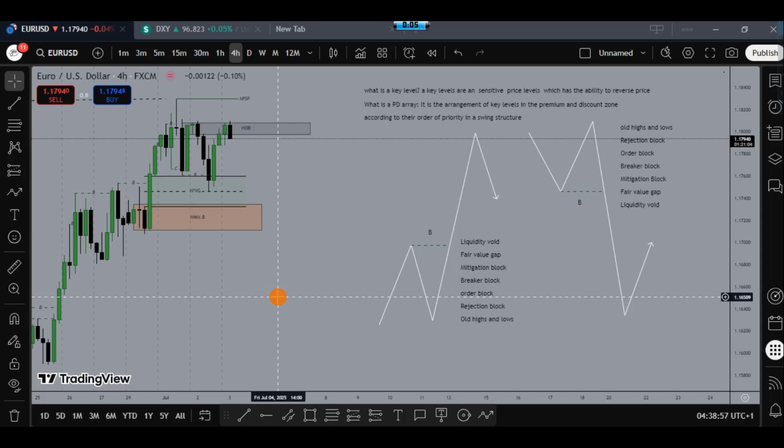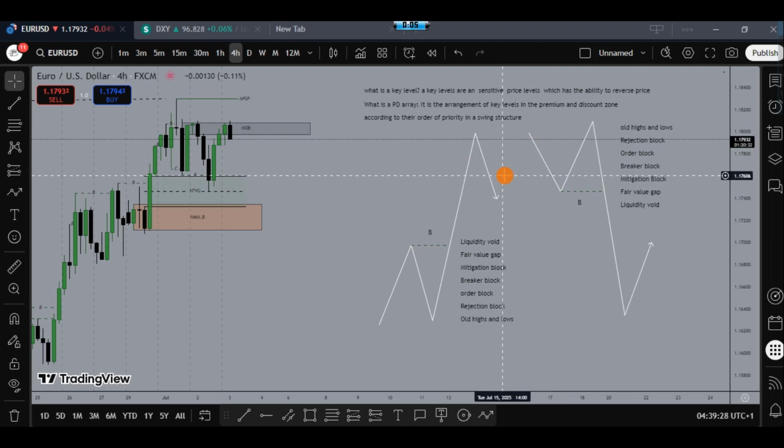Hello traders, today we are going to be looking at ICT key levels and PD arrays. So first of all, let's define what is a key level. Key levels are sensitive price levels which have the ability to reverse price. So basically, when you are trading using ICT concepts, you'll be looking to enter your trade at key levels.